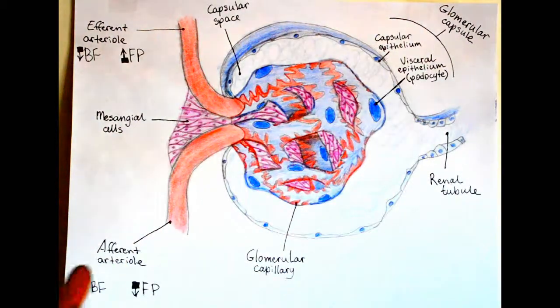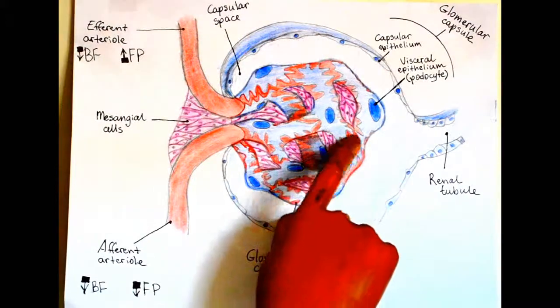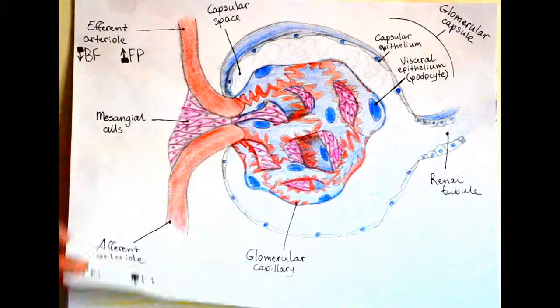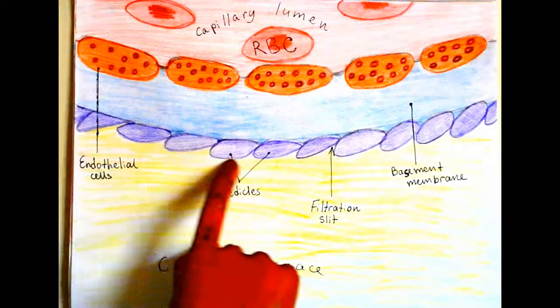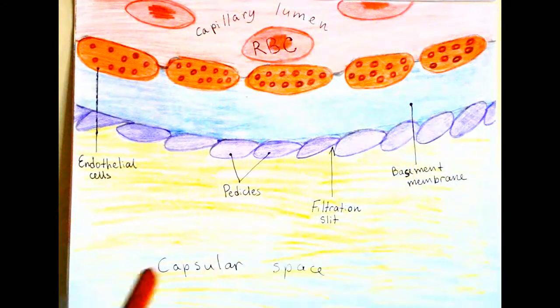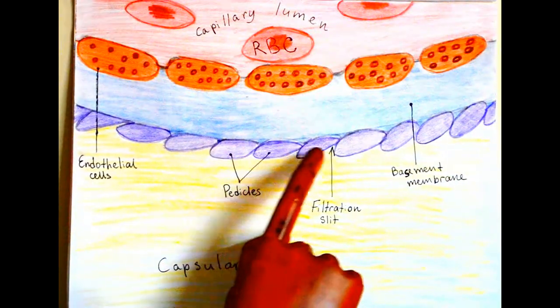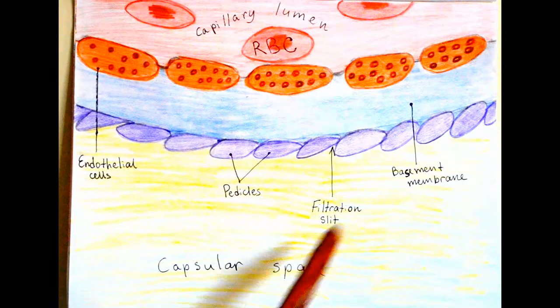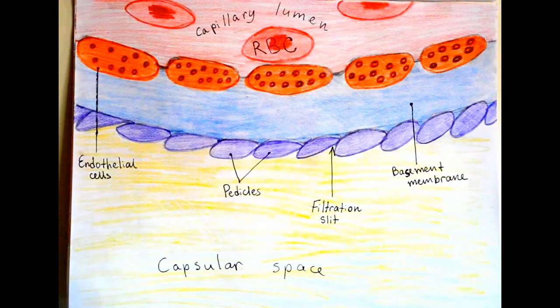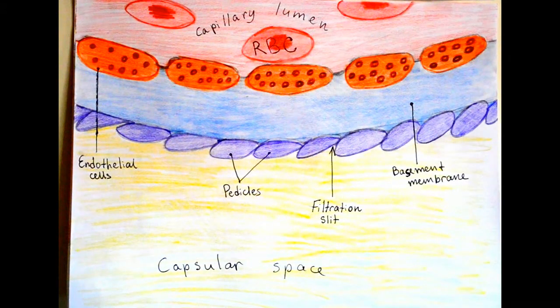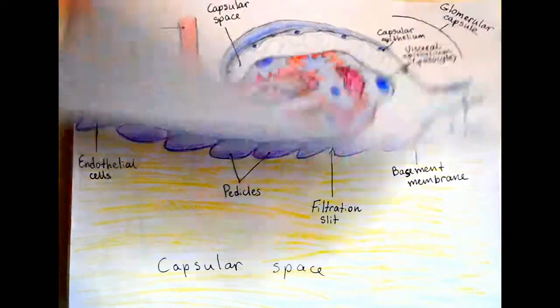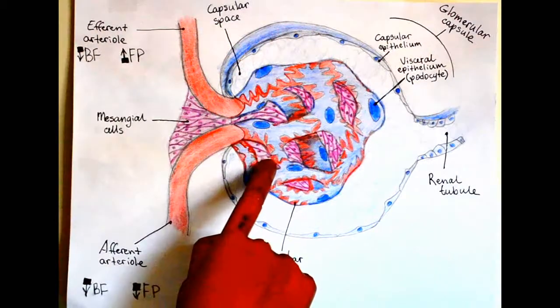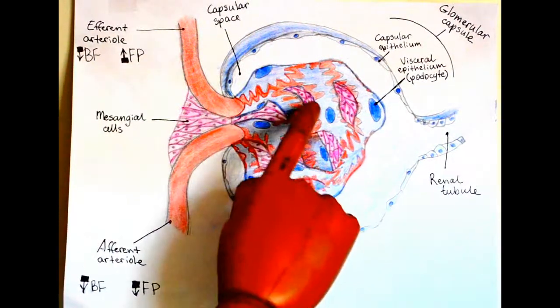These cells have long processes called pedicles, which wrap around the glomerular capillaries. These pedicles fit together very tightly and overlap each other, but they still have narrow gaps between them. They are filtration slits. The size of these filtration slits restricts the passage of large molecules and cells into the capsular space. Podocytes cooperate with mesangial cells to support the structure and function of the glomerulus.